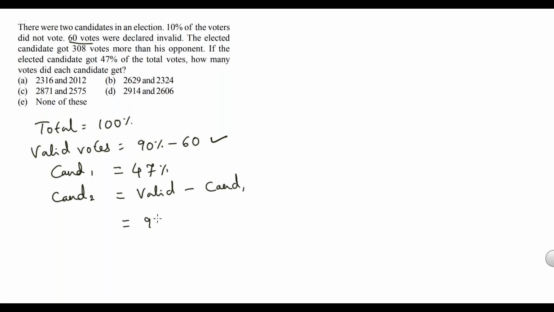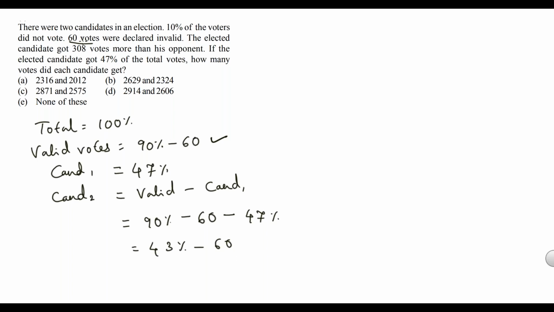So here valid votes are how much? 90% minus 60. These are the valid votes. Out of this, I have to subtract the first candidate's 47%. Now what is the remaining value? 43% minus 60. Right? 43% minus 60. Now one more data is there.